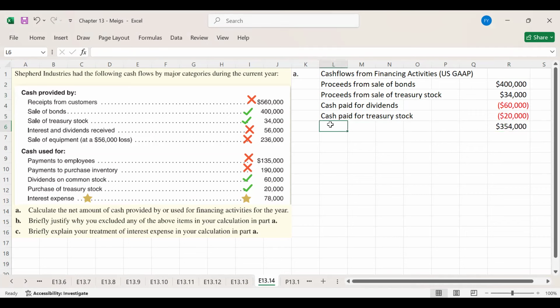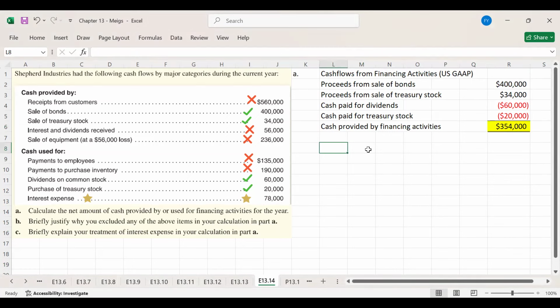And this is the case if the company is following US GAAP, which means that the company is treating interest expense as operating activities. The company is not considering it here. Whereas if the company is following IFRS, here, this is the answer: cash provided by financing activities. So this is the total cash provided by financing activities.